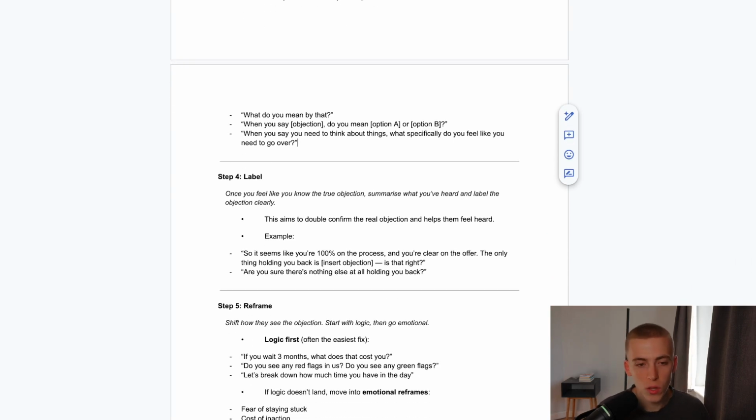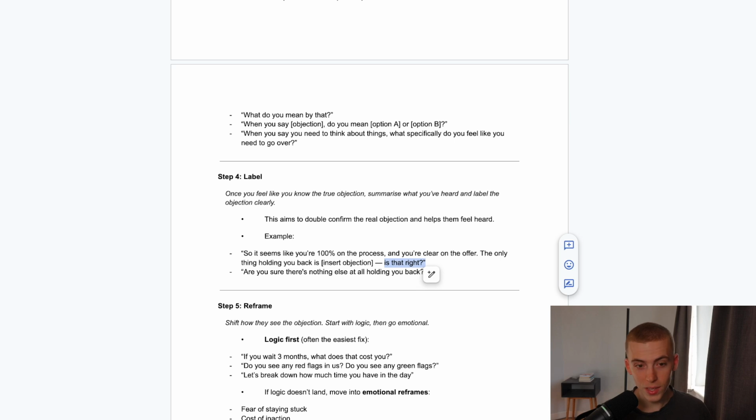Next step is to label. Once you're pretty up to scratch in terms of what this objection is, you want to put it through the sieve one more time. Okay, put it through that filter one more time and just triple confirm. All right, so you pretty much just want to double confirm and ask, okay, so it seems like you're 100% on the process, you're clear on the offer. The only thing that's holding you back is insert objection. Is that right? And what you're doing here is you're just confirming it. Right? Some people will just agree for the sake of it, but a lot of people say, yeah, 100%, that's right. Or they'll tell you the real objection.